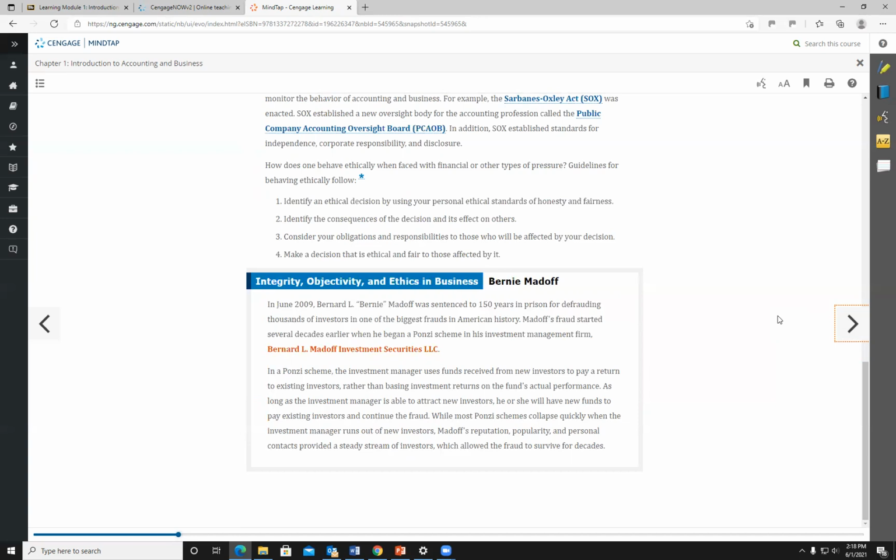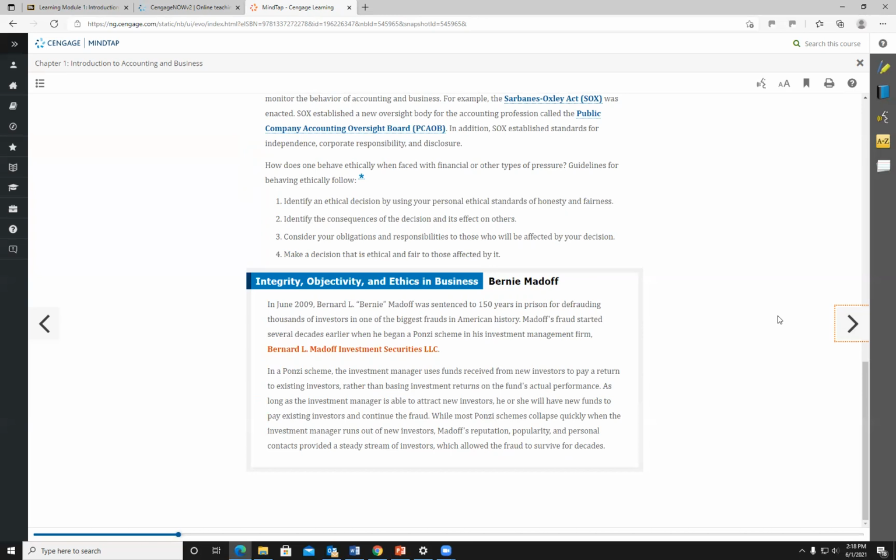Okay, so what does that mean? Let's say Bernie took $1,000 from 10 people, so now he's got $10,000. Well, he didn't invest that $10,000. He used that $10,000 to go buy himself something. Now those 10 people that invested money are expecting a return on their investment. So what does he do? He goes out and finds new investors, and he takes the money he got from the new investors to pay a return to the original investors. And it's just a continuous cycle.